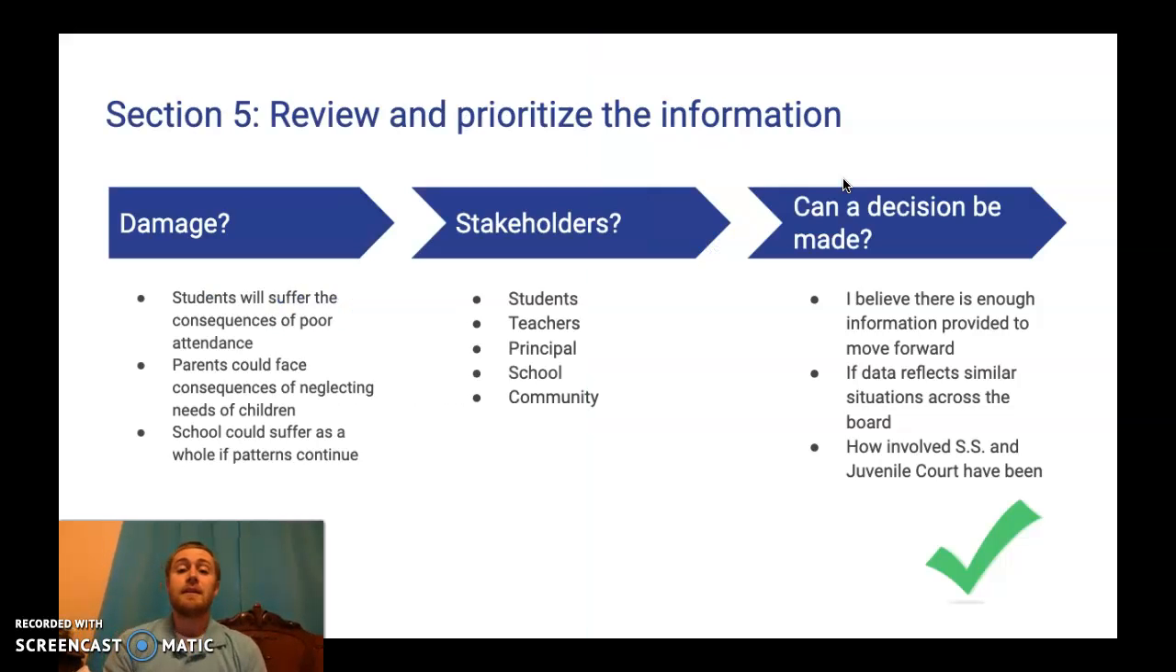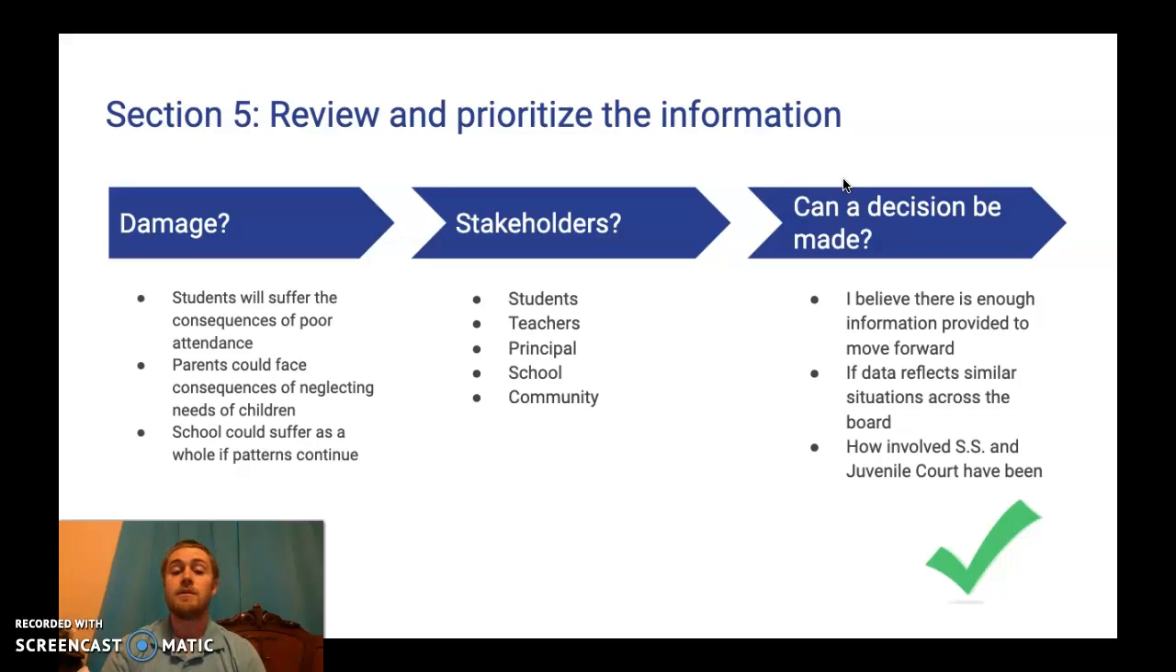So what damage is being done or could be done? The students, like I mentioned before, are going to suffer the consequences of poor attendance, whether that be academic or, again, one student was referred to a truancy officer, more could follow suit. Parents could face consequences of neglecting the needs of their children, specifically in regards to their education, and schools could suffer as a whole if the pattern continues. Absolutely, it's going to affect the school in a negative manner.